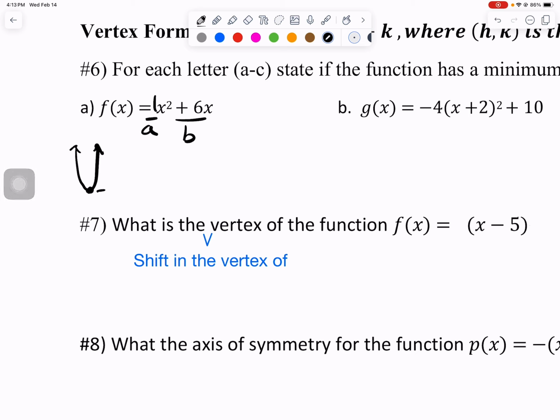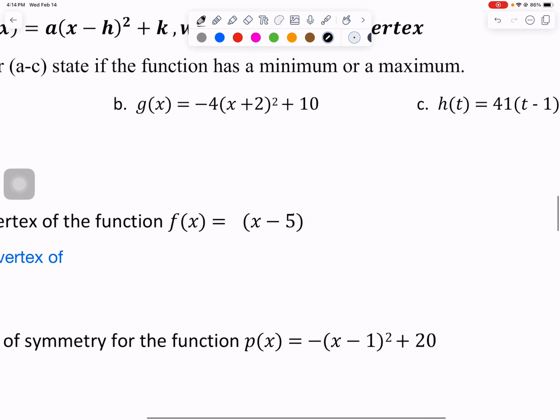That will give us a minimum function. And let's go over to B.